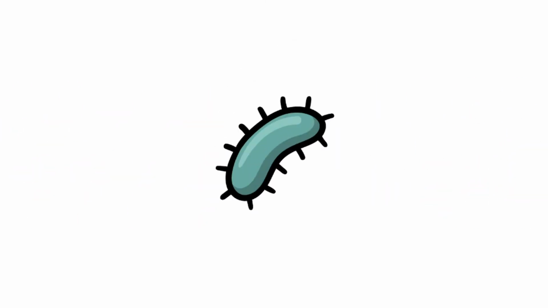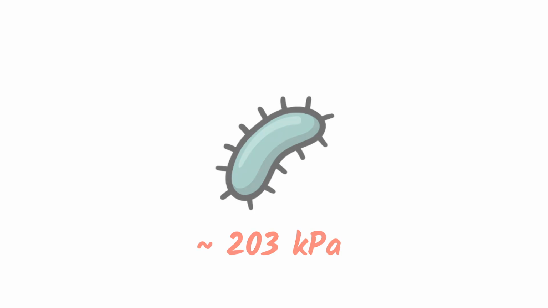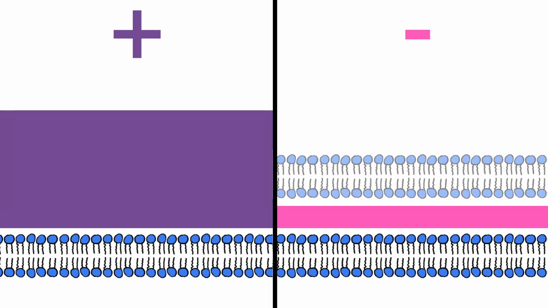Before we get started, keep in mind that the pressure inside of a bacterial cell is about 203 kilopascals, which is similar to the pressure inside of a car tire. So the bacterial cell wall needs to be extremely strong to maintain that kind of internal pressure without lysing. Gram-positive bacteria have a cytoplasmic membrane, which is just a phospholipid bilayer, and a thick peptidoglycan layer over it. Gram-negative bacteria have a cytoplasmic membrane, a thin peptidoglycan layer, and an outer membrane.